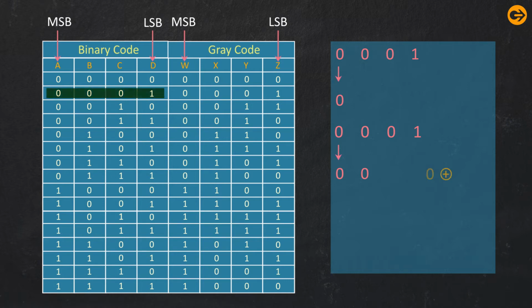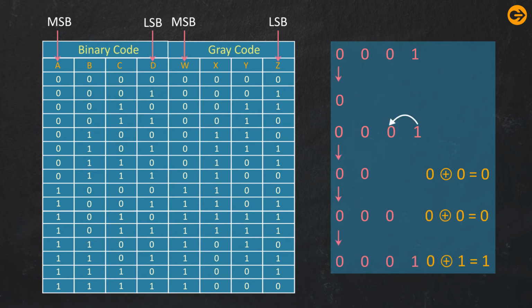As we know, 0 XOR 0 is equal to 0. Here also 0 XOR 0 is equal to 0. And we know 0 XOR 1 is equal to 1. Finally, we get the result, which is 0001 in gray code. The same phenomenon will be applied for the other set of data.